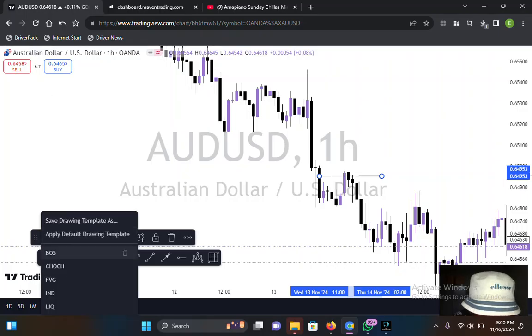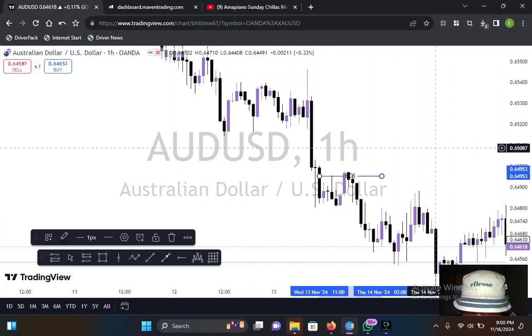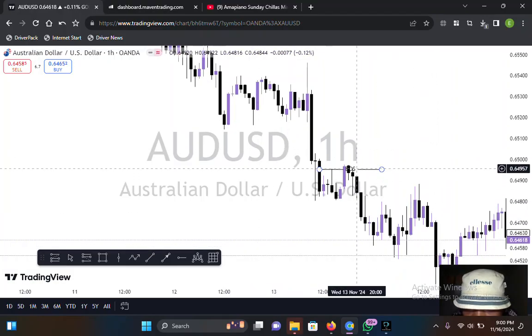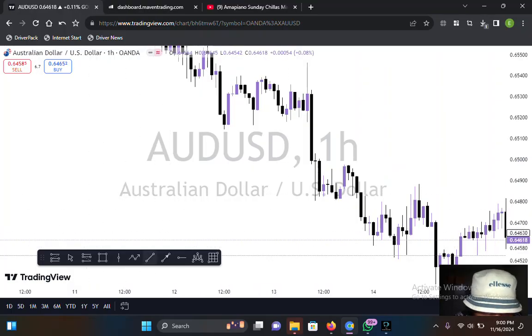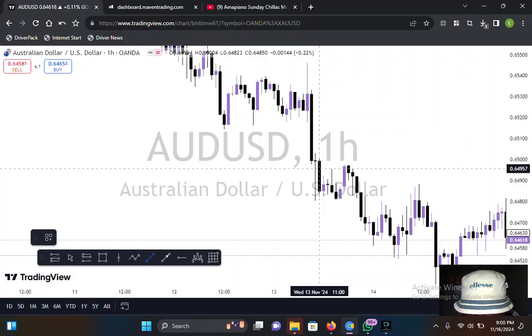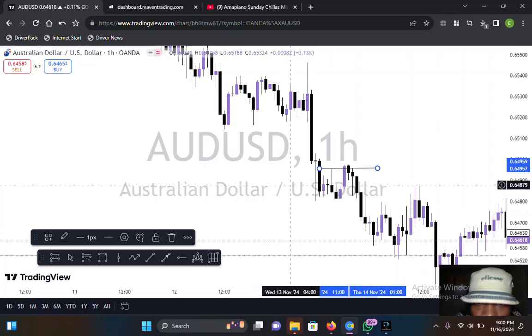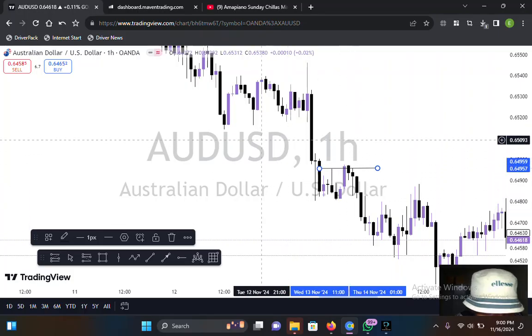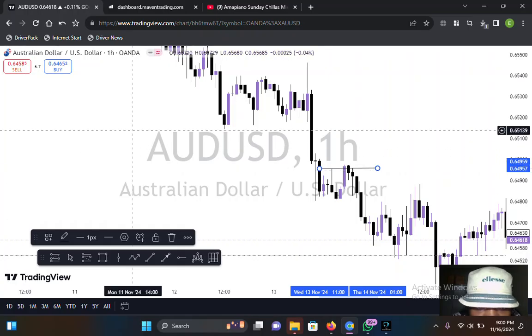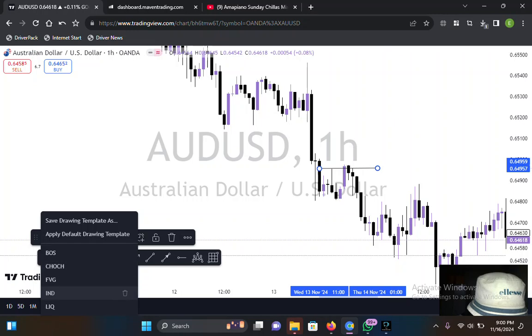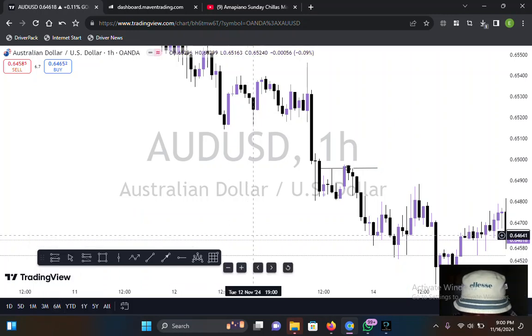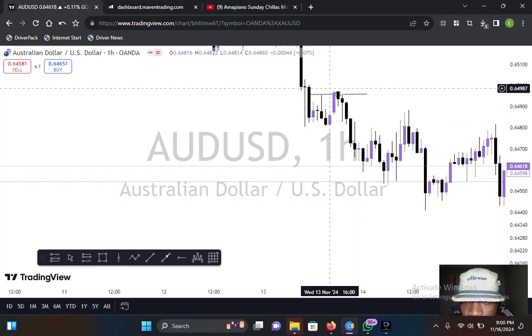So we are putting everything together now. We are analyzing. It's not a break of structure. This is the liquidity sweep. I will show you the break of structure. Remember, we want a higher time frame, which is 1 hour. This is the Australian dollar versus the US dollar. So this is our liquidity sweep.